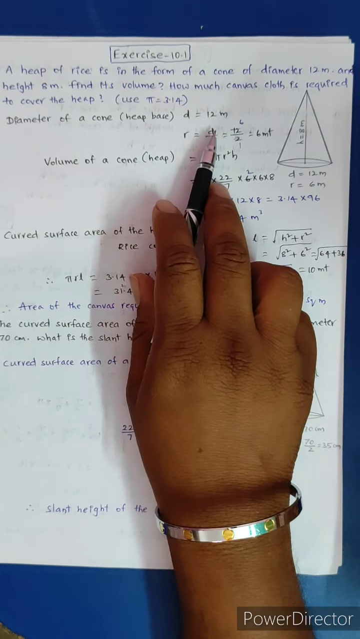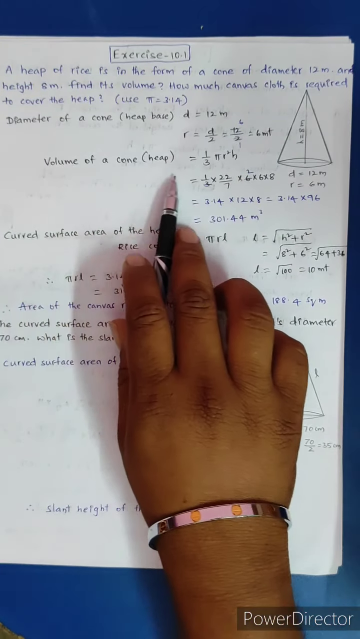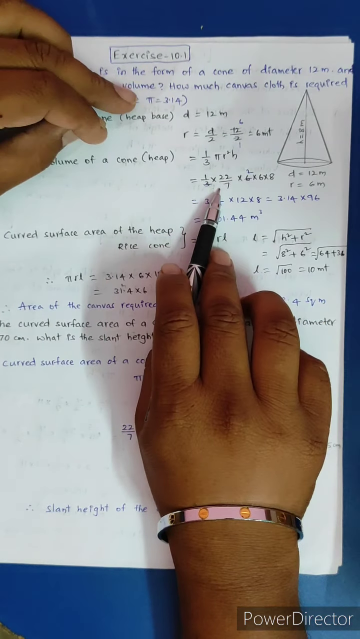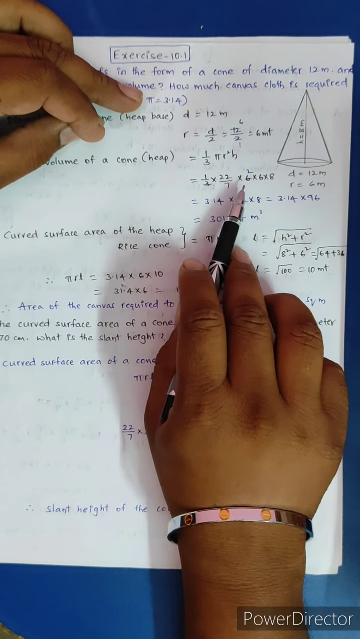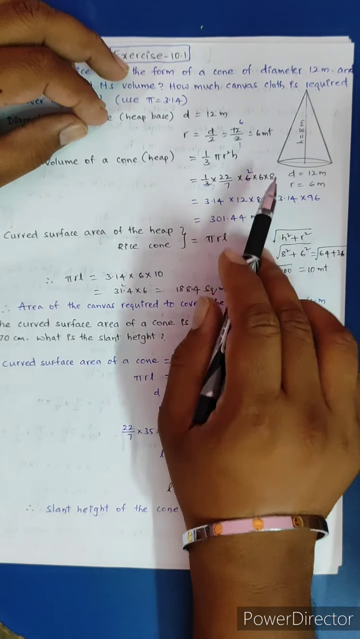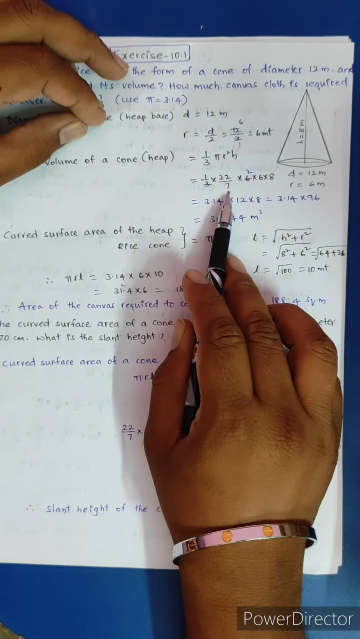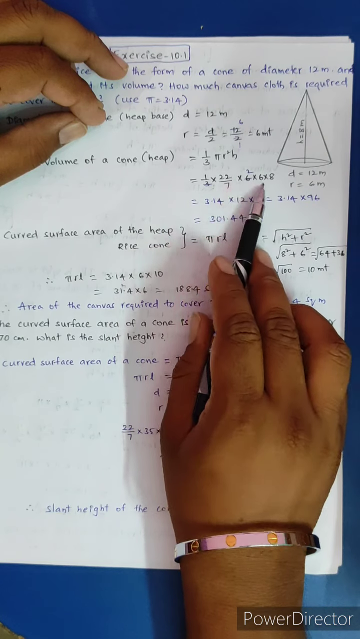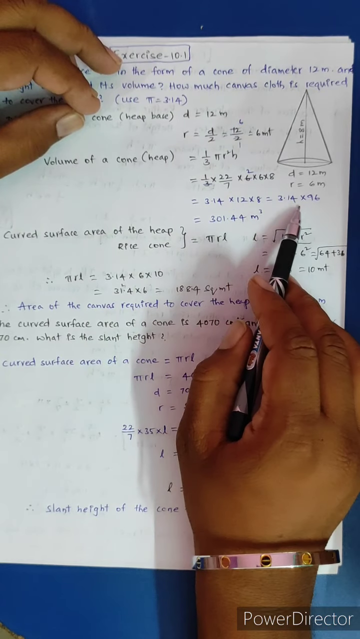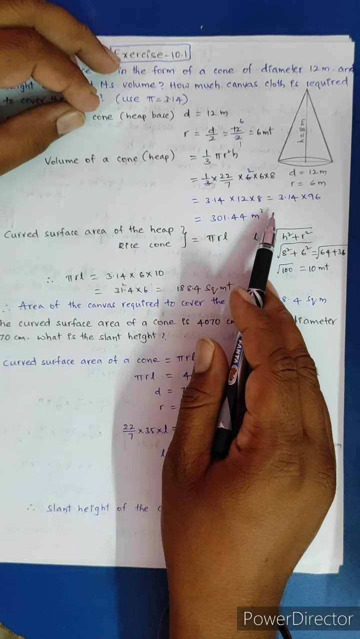Diameter of the cone is 12 meters, so its radius is 12 by 2, which is 6 meters. Volume of a cone is 1/3 pi r square h. Pi value is 22 by 7, but here use pi value 3.14. R square means 6 into 6, into height 8 meters. Now 3 ones are 3, 3 twos are 6. 3.14 into 6 twos are 12 into 8. 12 eights are 96. 3.14 into 96, their product is 301.44 meter cube.